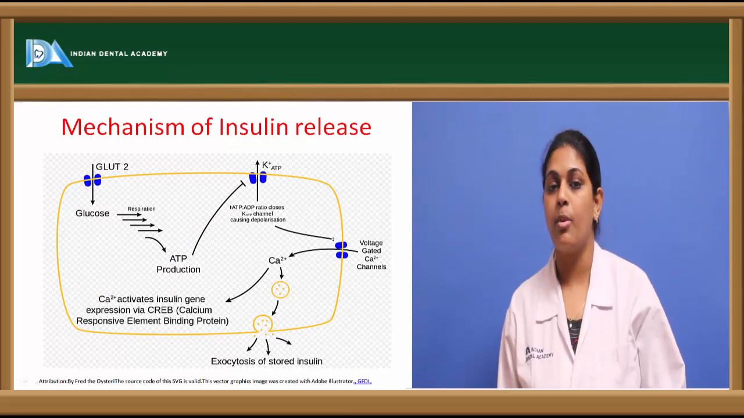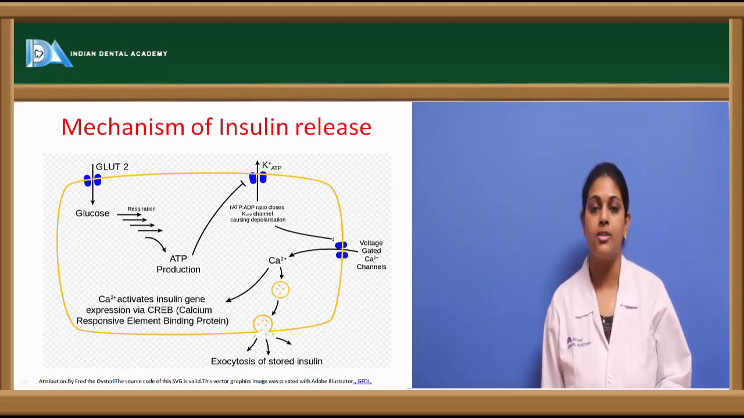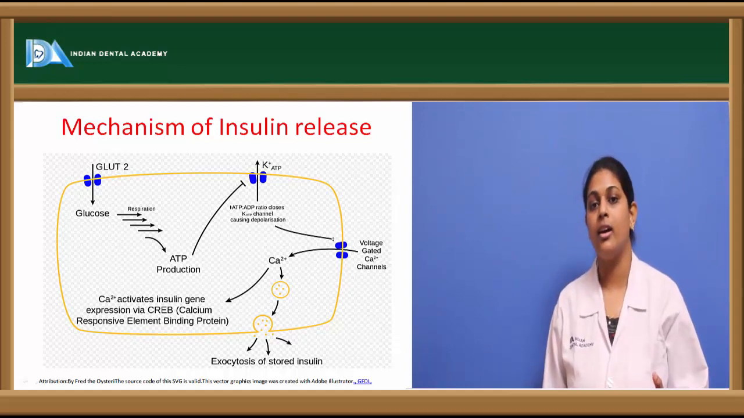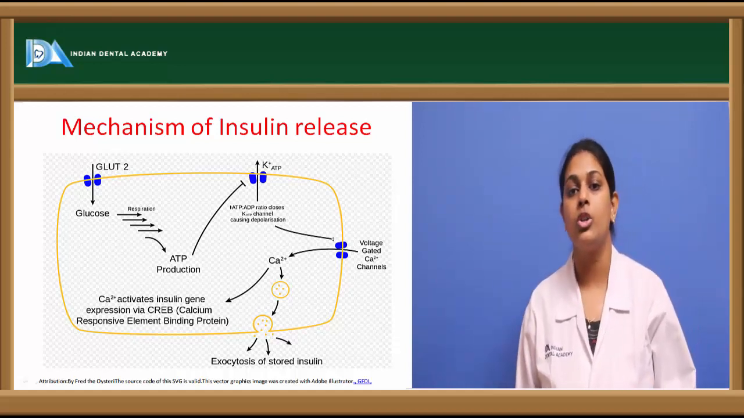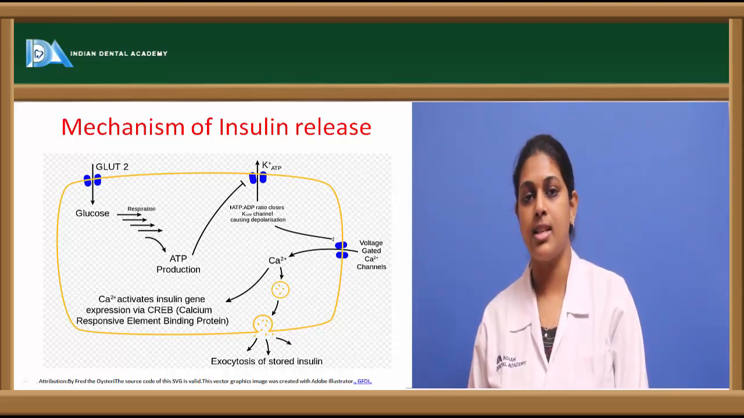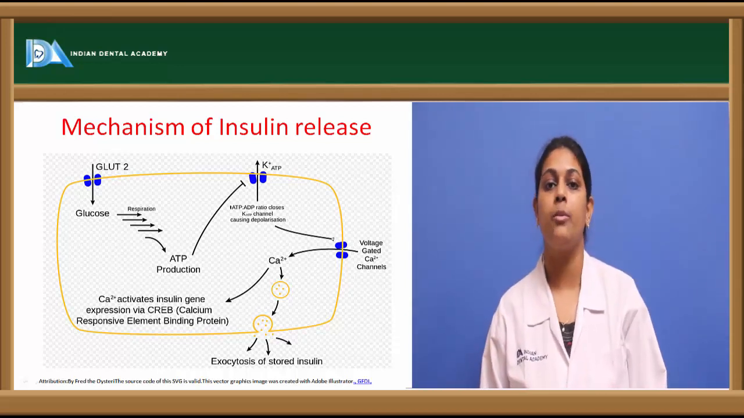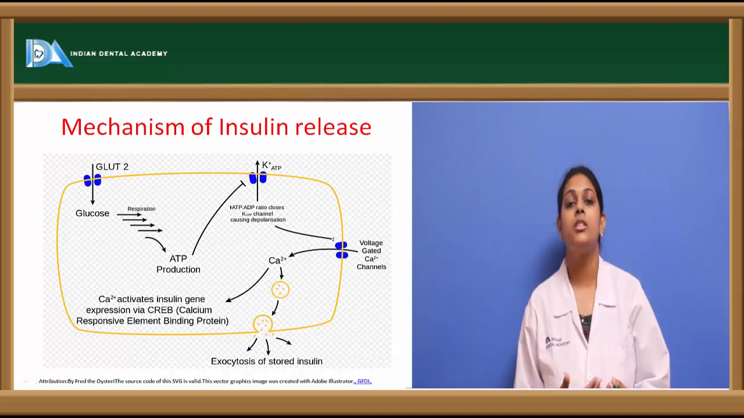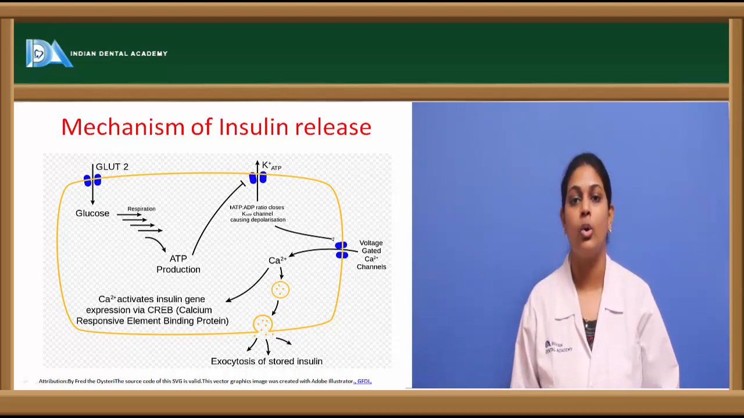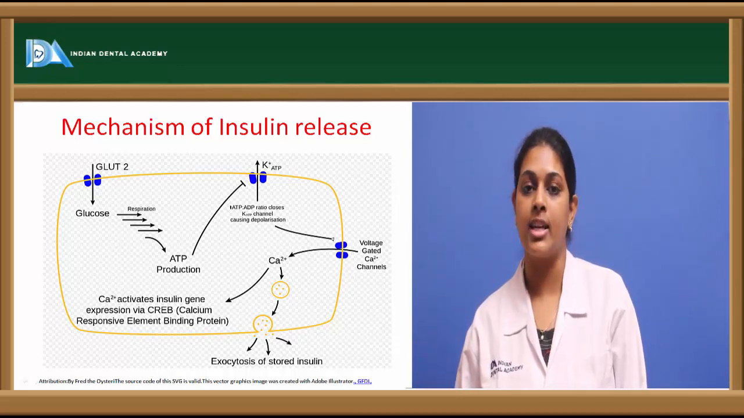So coming to the mechanism of insulin, once insulin is formed, in the presence of hyperglycemic conditions, that is levels above 70 mg per deciliter of blood glucose in the body, they cause the transport of glucose through the glucose transporter into the beta cell. Once the glucose reaches the beta cell, it is activated by an enzyme known as glucokinase. This glucokinase causes a conversion of the glucose into glucose 6 phosphate.